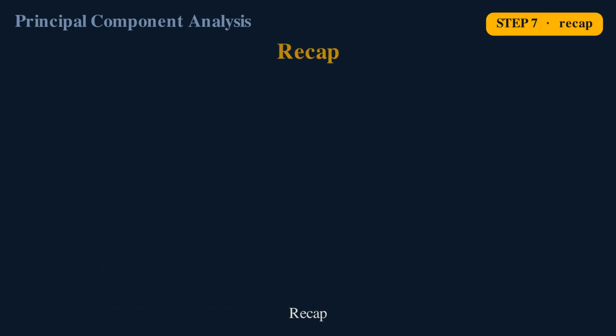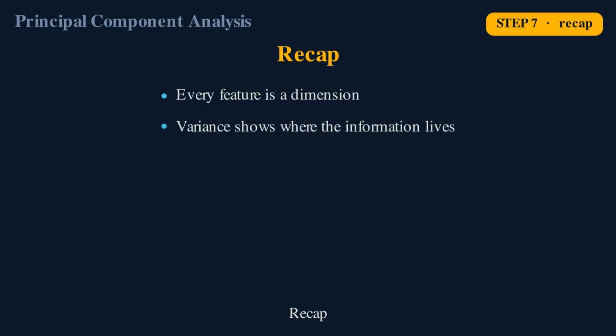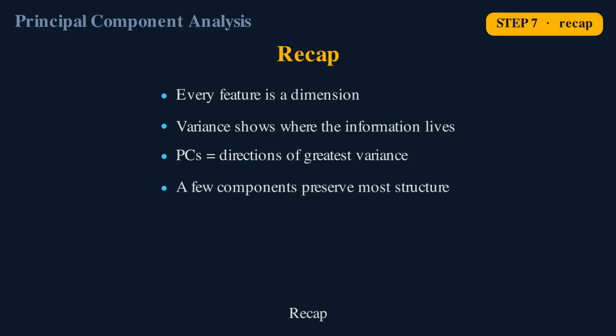Let's recap. Every feature is a dimension, and too many dimensions slow everything down. Variance shows where the information lies. The principal components are the directions of greatest variance, and keeping just the first few preserves most of the structure.